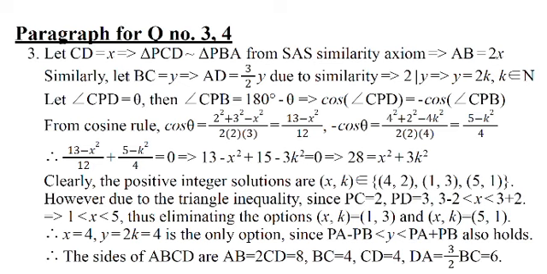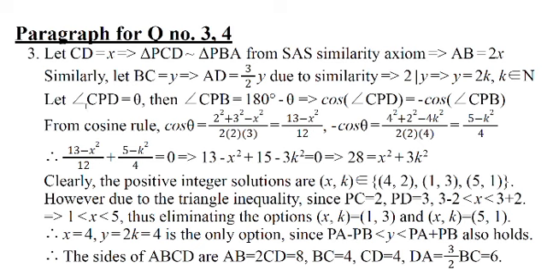So similarly, we take BC equal to y, and this gives us AD equal to 3/2 y due to the same similarity axiom. And because of that, 2 divides y, because we don't want fractions or decimals to be AD. So here we assume y is equal to 2k, where k is a natural number.